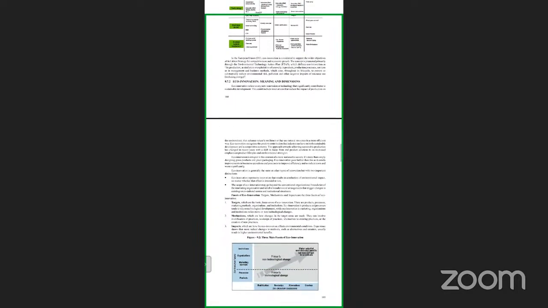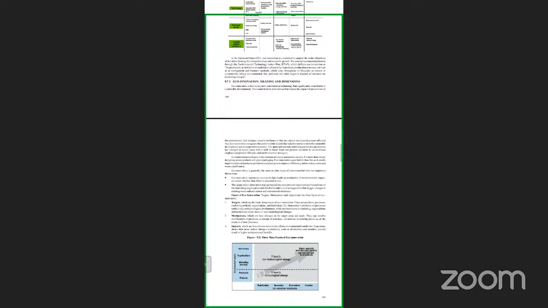And here we can see the changes in existing socio-cultural norms and institutional structures. Under that, we have facets of eco-innovation: targets, mechanism, and impacts are the three facets of eco-innovation. The first one is target, which are the basic focus areas of eco-innovation. And these are products, process, marketing methods, organization, and institutions.